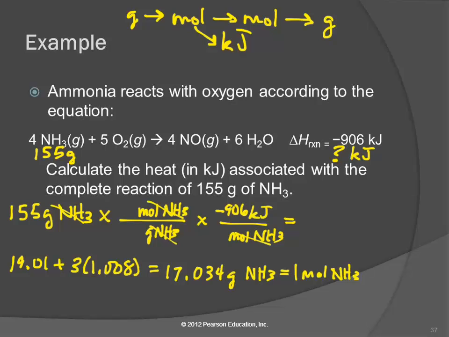I forgot something in that last term, didn't I? 906 kilojoules of energy is released for how many moles of ammonia? For 4. I forgot to put the 4 there. It's important.